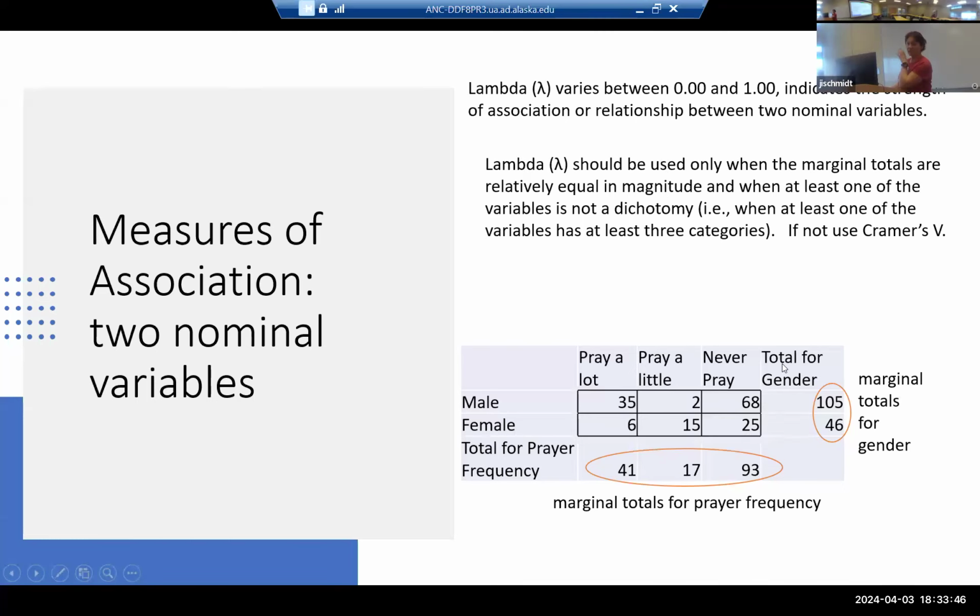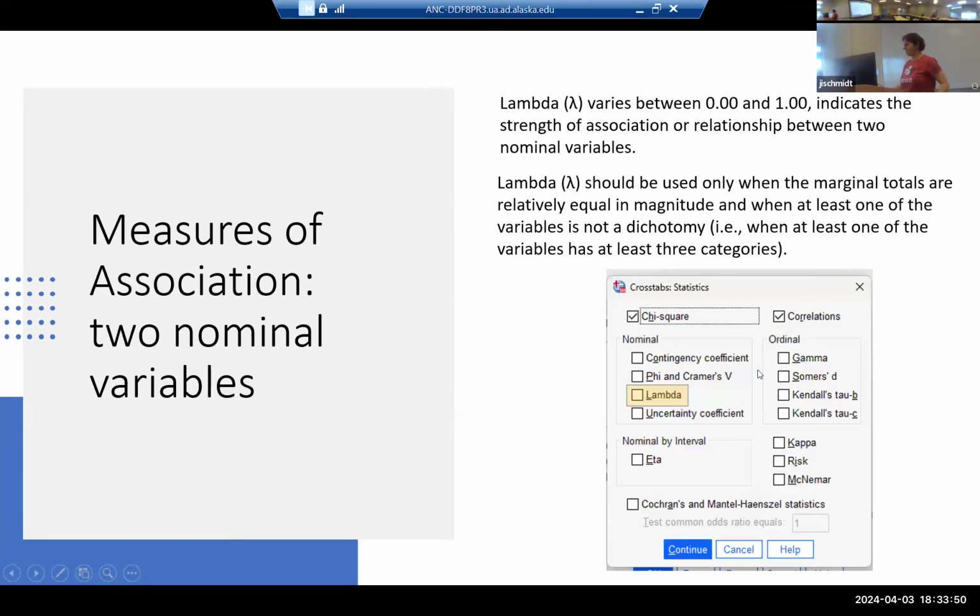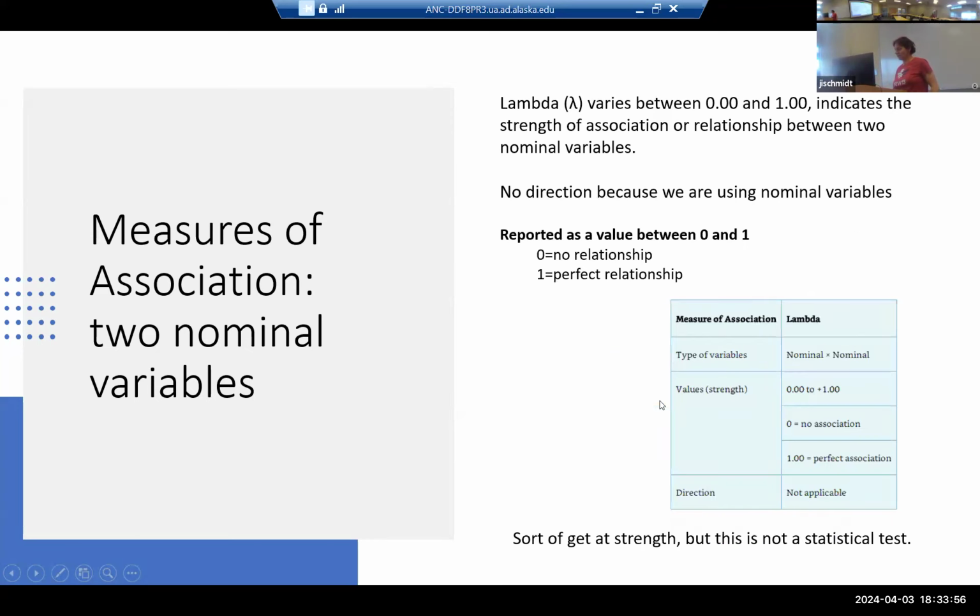And I just made this data up to show you how you can get skewed data. Okay, so when you do the cross tabs, there is a statistics button and there is this lambda that you can check. And as I said, 0 to 1, 0 is no association, 1 is a perfect association. Again, stressing, this is a strength, but not a statistical test.